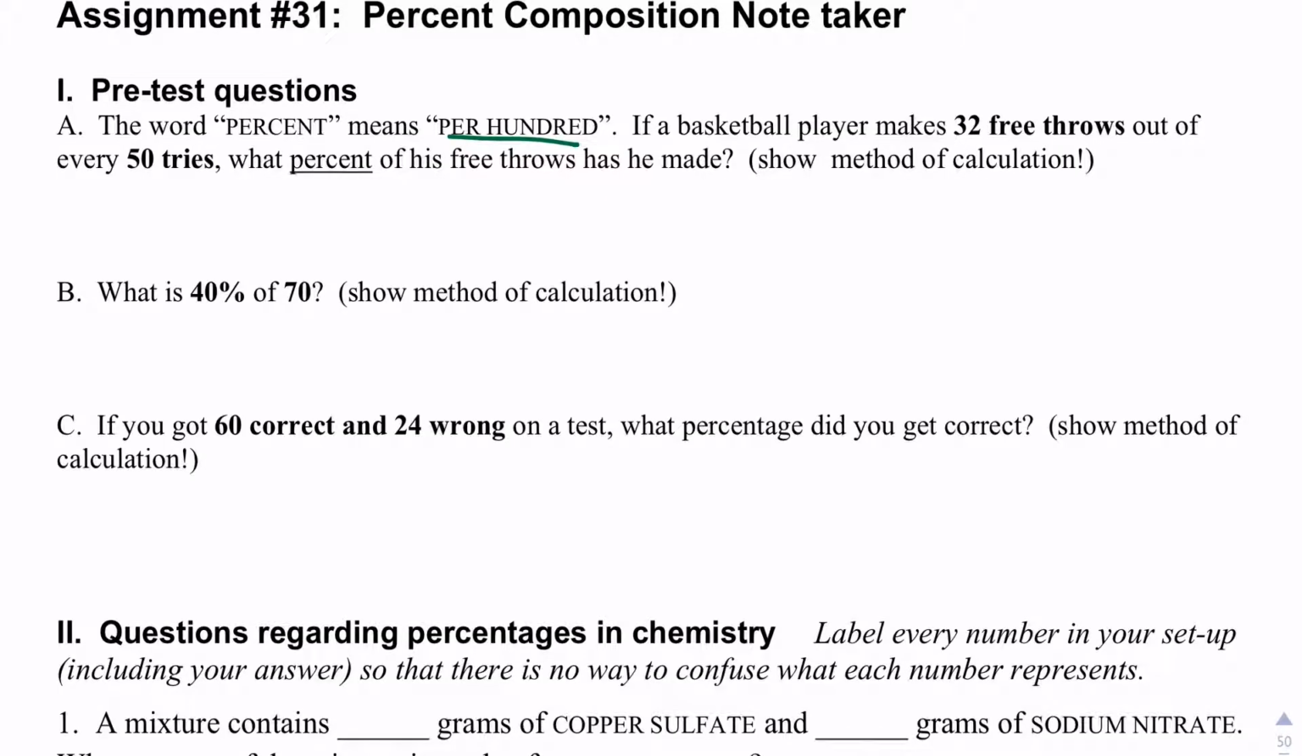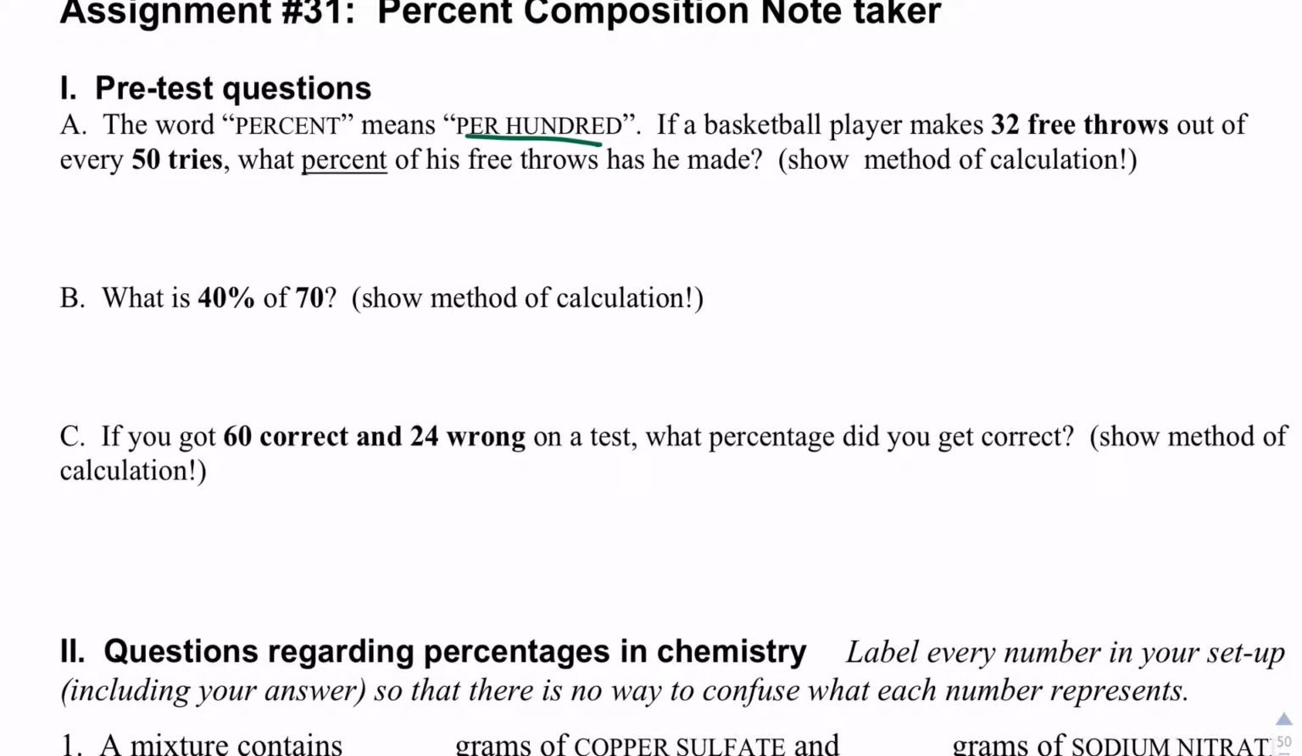The word percent means per 100. If a basketball player makes 32 free throws out of every 50 tries, what percent of his free throws has he made? So we need to show a method of calculation. So we can think of percent as out of 100.